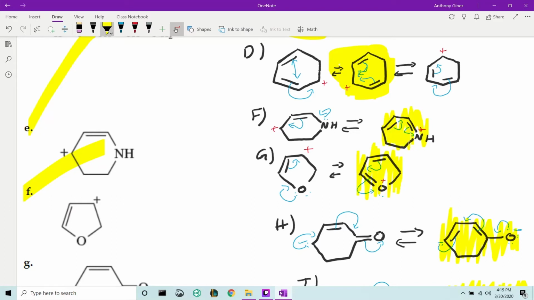Moving on to F, what do I see? I see two pairs of electrons here. I see an electron-rich double bond, and I see an electron sink in the form of this partial positive charge. You see them using the same exact words over and over again. So what do we see? We see this electron-rich double bond donating its pair of electrons into this partial positive charge.